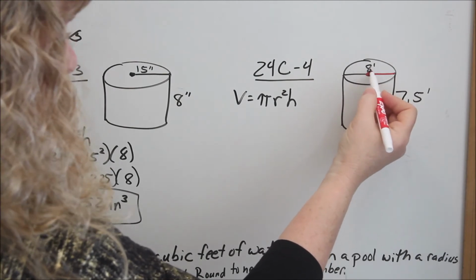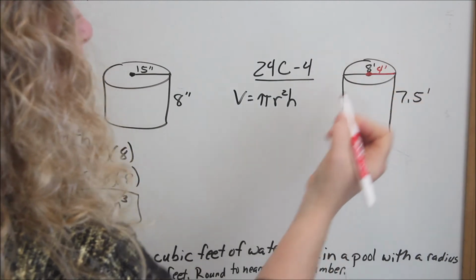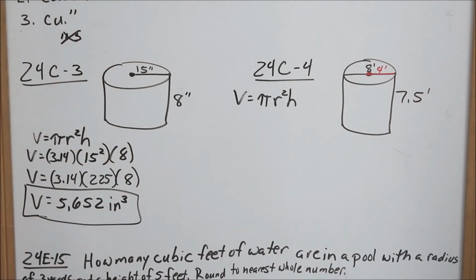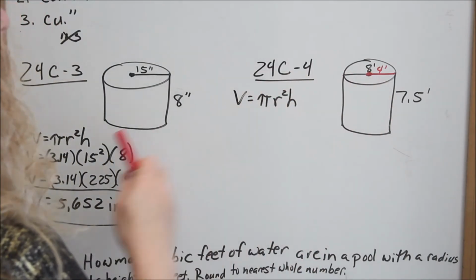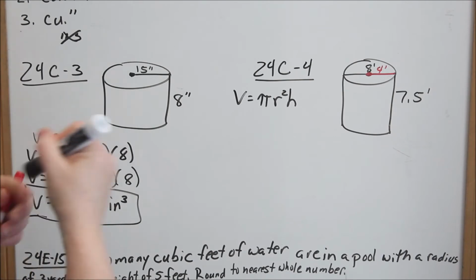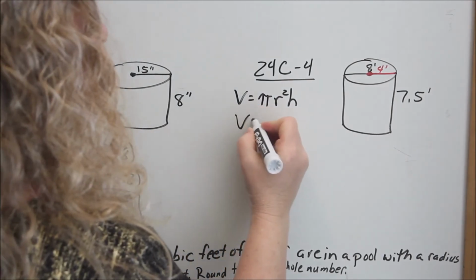Radius is half of that. So if the diameter is 8 feet, the radius would be 4 feet. I recommend you write that on your paper because then you can visually see it, and that way you won't forget to plug in the radius. So watch for, do they give you the diameter or do they give you the radius? You always need the radius.